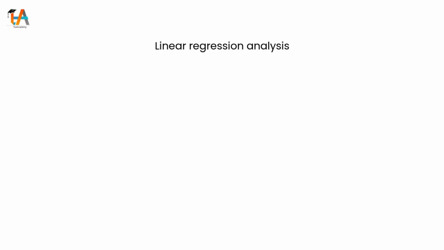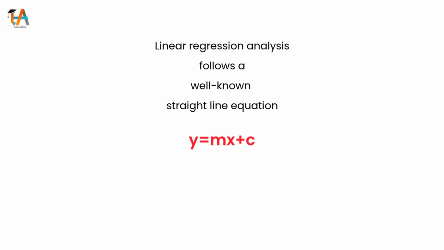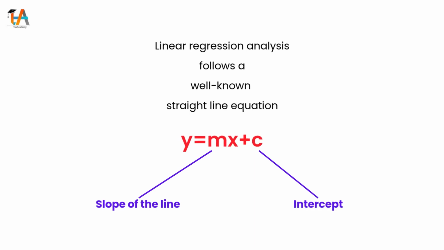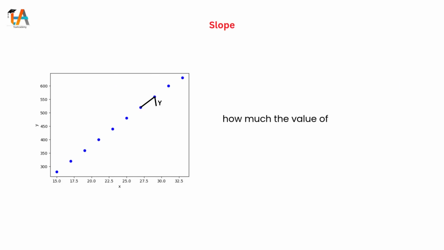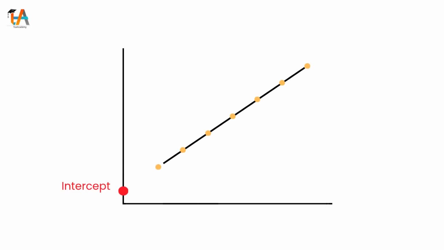Linear regression analysis follows a well-known straight line equation, that is, y = mx + c. In the above straight line equation, m is the slope of the line, which determines how steep the line is. c is the intercept, which is the point where the straight line crosses the y-axis. Slope determines how much the value of y changes with a 1 unit increase in x. The intercept is the value of y when x equals 0. When you draw a line through the data points and extend this line touching the y-axis, the point where it touches the y-axis is called the intercept.